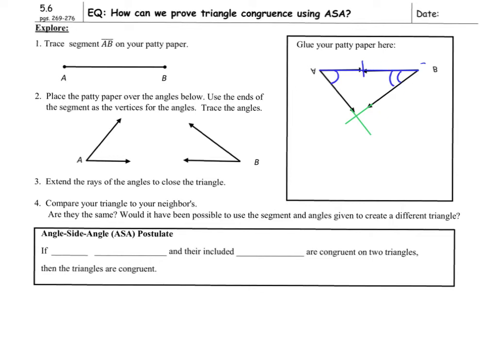That's going to lead us to the angle, side, angle postulate, which states if two angles and their included side are congruent on two triangles, then the triangles are congruent. And what is meant by included, remember, is touching. So if you look up at the diagram here where you should have glued down your work, you have an angle, a side, and another angle, and this side is touching the two angles. So that's what's meant by included.